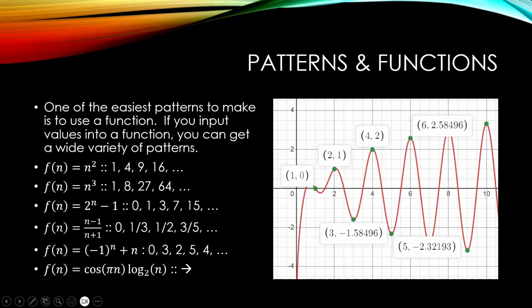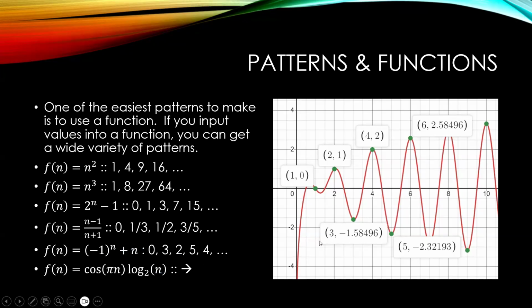and so on. The next one, f of n is equal to n minus 1 over n plus 1. We get a string of fractions out of this one. It might be a little bit harder to recognize the pattern when just looking at the fractions, but you can still figure it out. Here's one which is -1 to the n plus n. Again, it's going to be a little bit harder to figure out until you have more values. And then this one, cosine of pi n log base 2 of n.